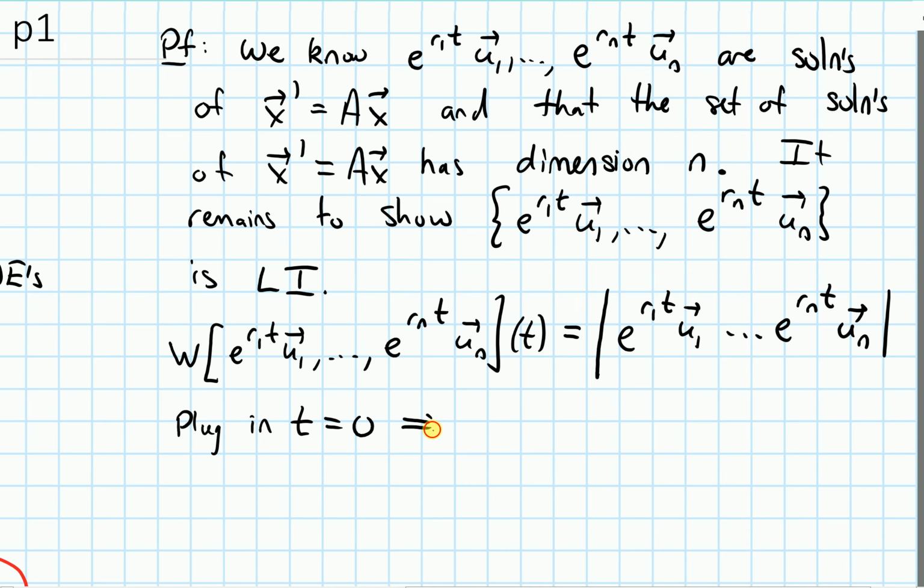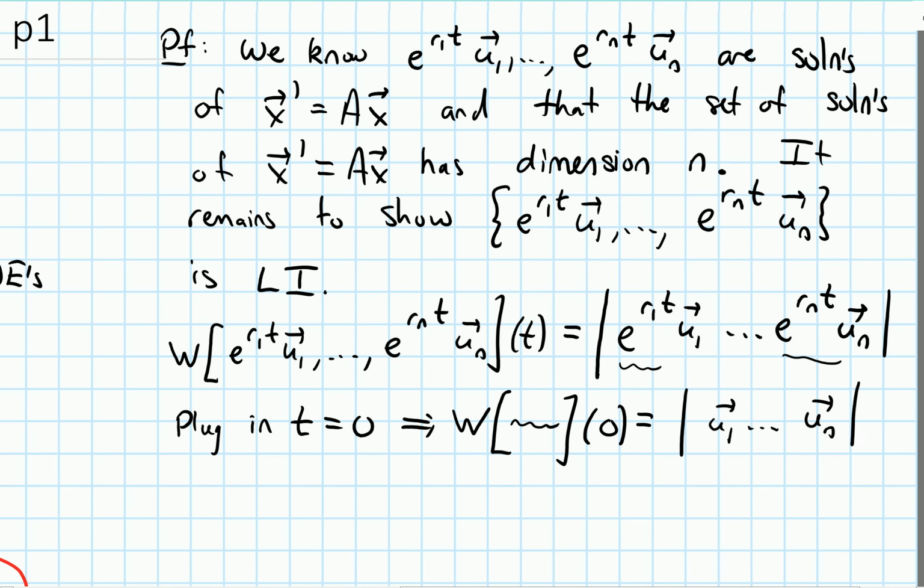If we plug in t equals 0, we get the Wronskian of our functions, which I'll just write with a squiggly line so I don't have to write it all out, but now evaluated at 0. So what do we get if we plug 0 in for the t for all of these? The e to the power will be e to the 0, and e to the 0 is 1. So we are left with just the vectors u1, up until un, and their determinant.